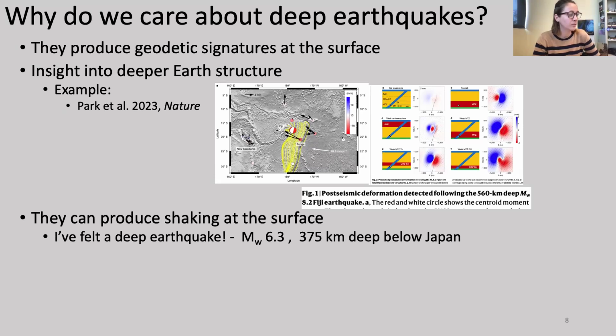And then I will say they also do produce shaking at the surface. So when I was at an earthquake and tsunami workshop in Japan, I felt an earthquake that woke me up with shaking at about 2 o'clock in the morning. That was all the way down at 375 kilometers below the surface.